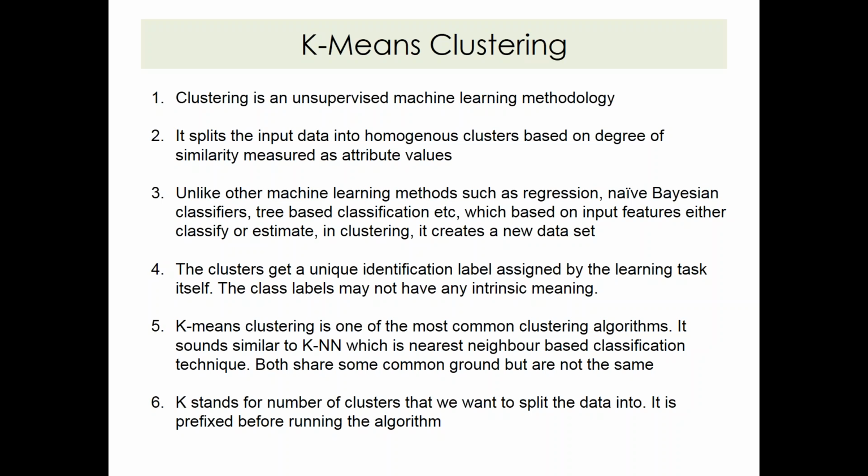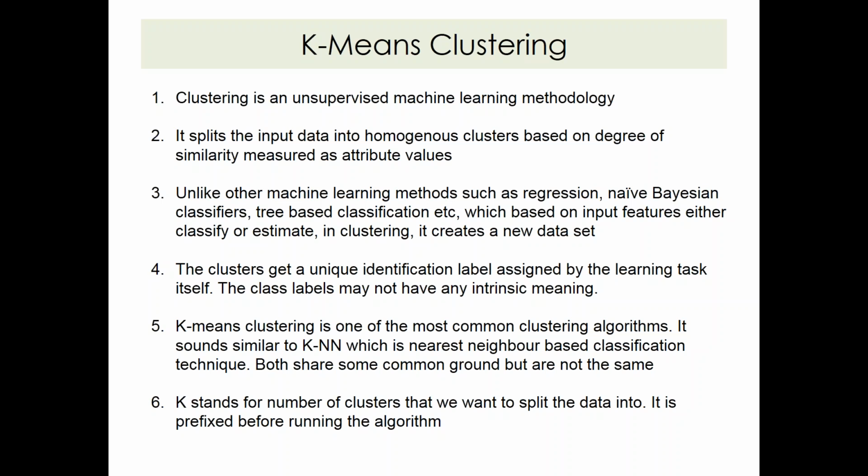So here K means belongs to that type. Here K stands for the number of groups or the number of clusters. So if I want my data to be divided into 3 groups, I will tell it as a 3 means clustering algorithm. So K stands for the number of clusters or the number of groups which are decided before starting the algorithm. Okay.